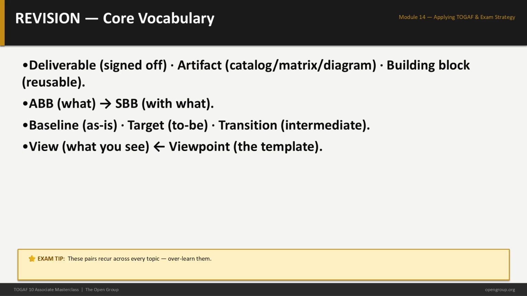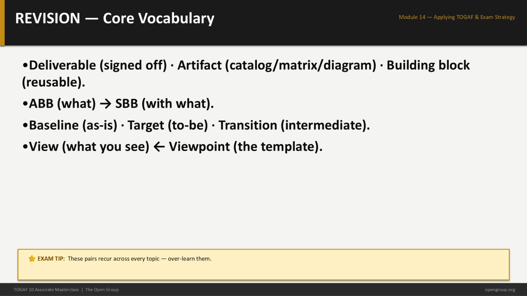Let's revise the core vocabulary pairs that thread through every topic. A deliverable is signed off, an artifact is a catalog, matrix, or diagram, a building block is reusable. An ABB is the what, and an SBB is the with what. Baseline is the as is, target is the to be, and a transition is an intermediate state. And a view is what you see, while a viewpoint is the template that defines it.